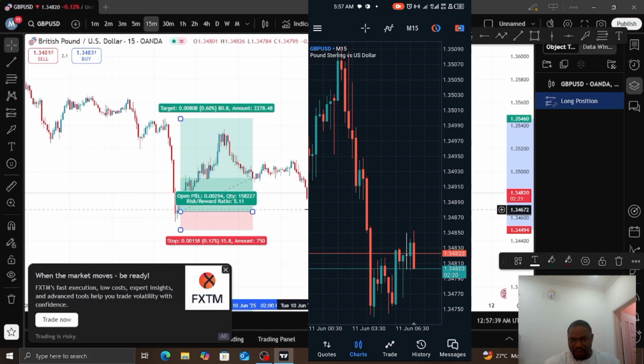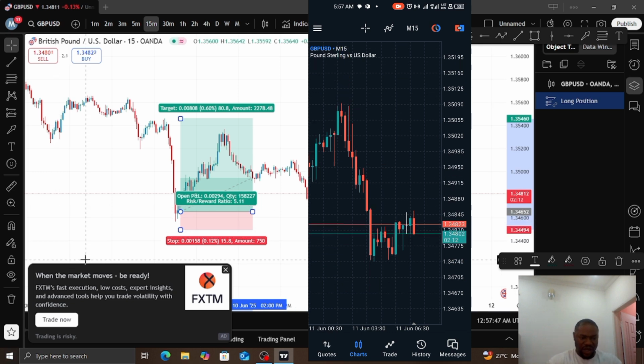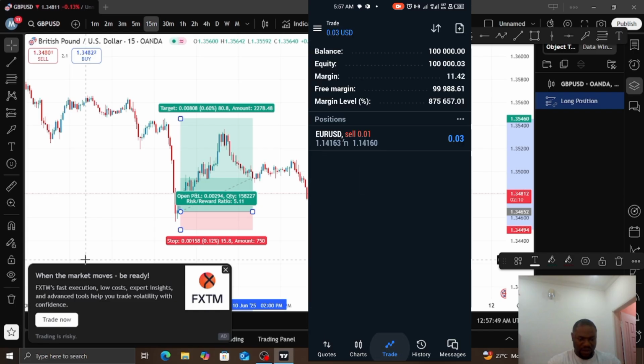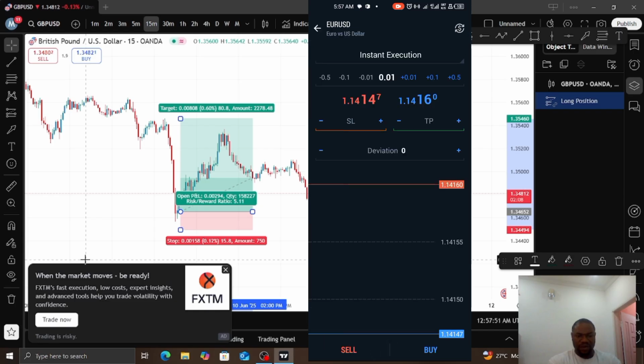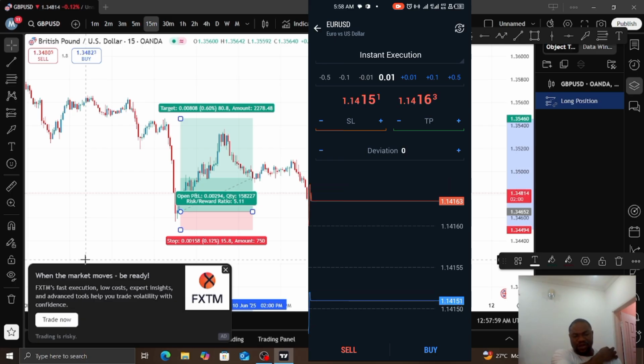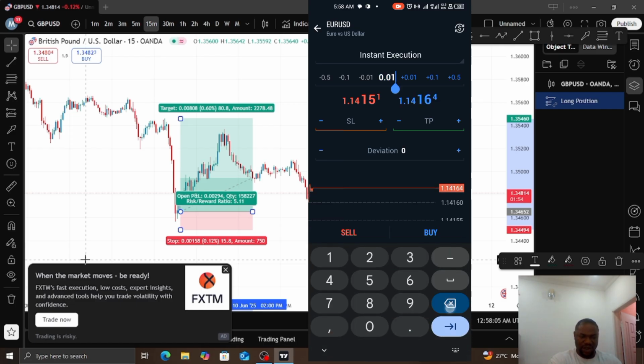So at this point, you come to your MetaTrader 5. We are placing our trade. We are taking our entry at 1.34600, 1.346 at this point. So here we'll come and take our trade. I'm assuming we are taking a buy position.